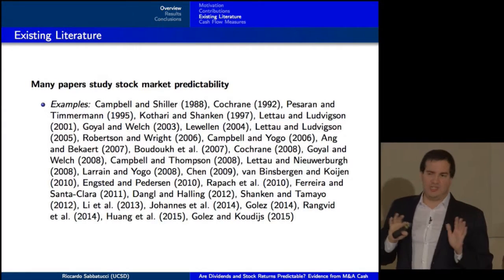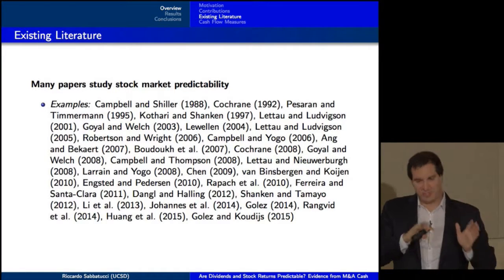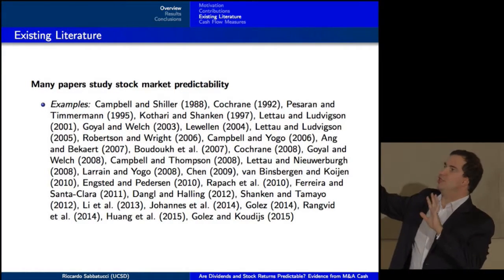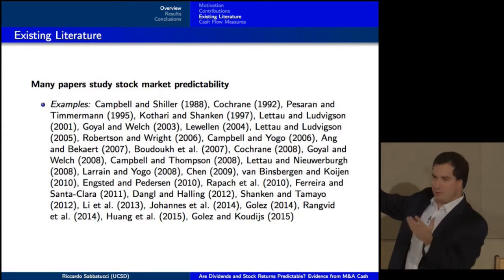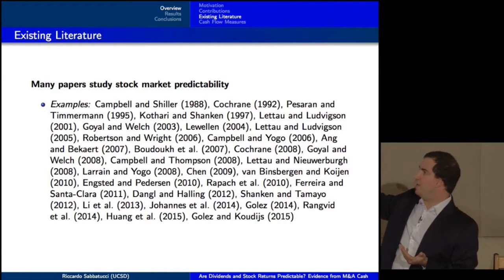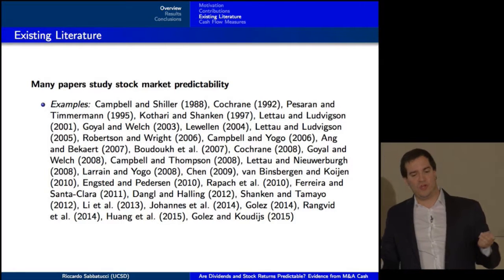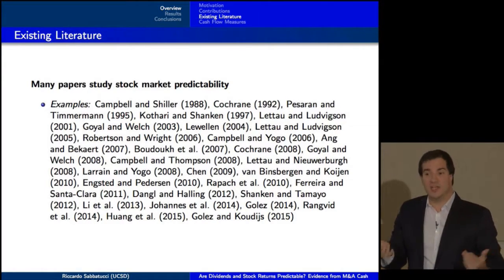There is a huge literature on predictability. Many papers study both returns and dividend growth predictability. These are just a few examples: from Campbell and Shiller, Cochrane, a few papers, John Llewellyn's paper, and more recently Jules van Binsbergen and Ralph Koijen, and a very recent working paper by Golez and Koudijs, who look at return and dividend growth predictability over the last 4 centuries.